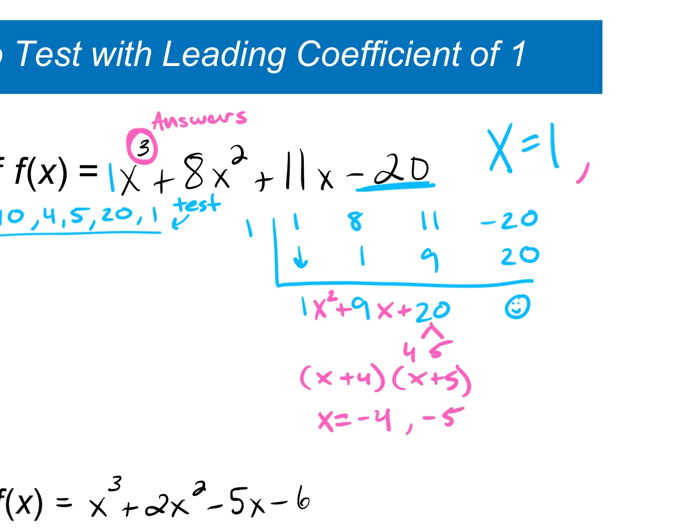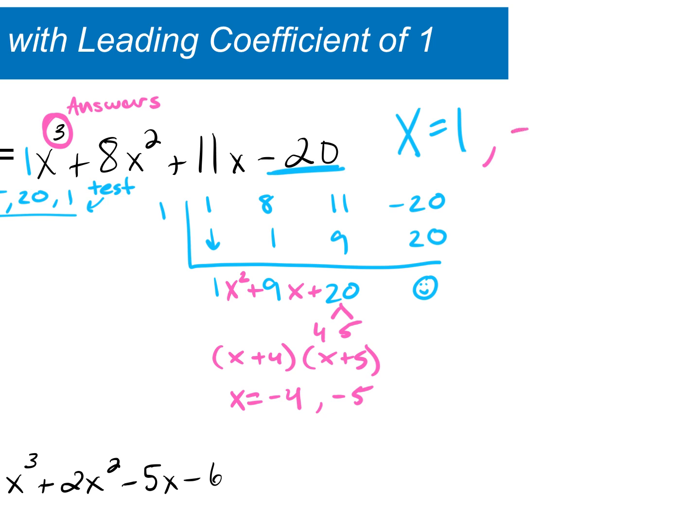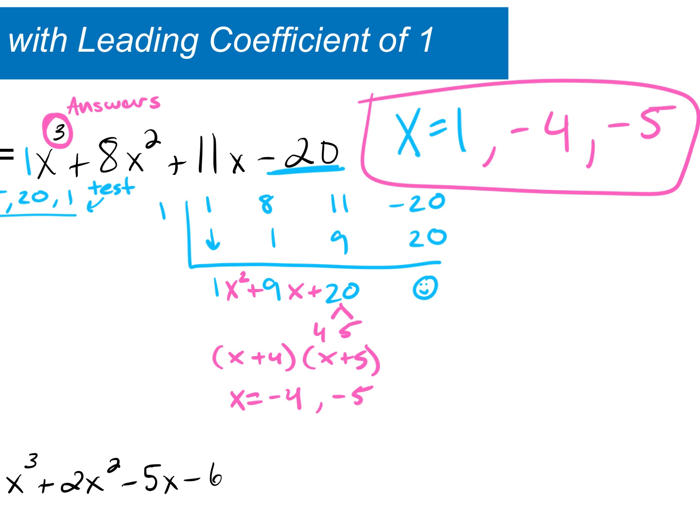-4, -5. So I'm going to add that to my solution up here. -4 and -5. So these are my 3 zeros. Once you get to x squared, you can just factor. If I would have tried -4 from the beginning as one of my possible zeros, if I would have done synthetic division with that, it would work and you'd end up with 1 and -5 when you factor. So you'll end up with the same solutions. It doesn't matter which one you find first.